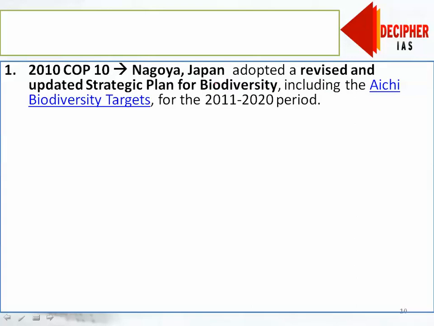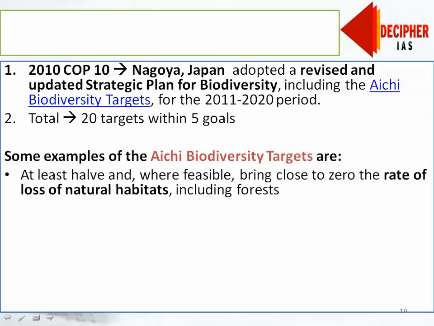Now, the 2010 Nagoya Protocol also had a revised and updated strategic plan for biodiversity, including the Aichi biodiversity targets for the 2011 to 2020 period, that is, for the International Decade of Biodiversity. So, what are these Aichi biodiversity targets? These are 20 targets overall, which are divided into 5 strategic goals. Within each strategic goal, we have some targets. I will give you some examples of the biodiversity targets.